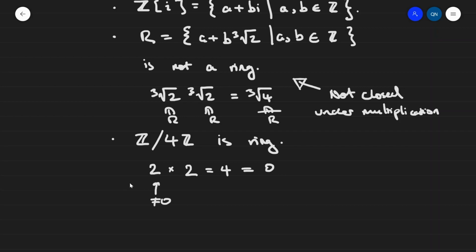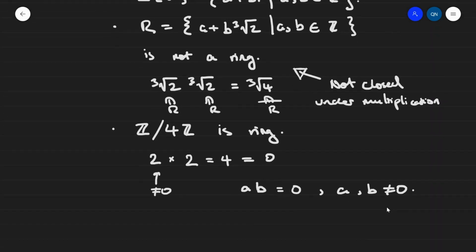So inside of a ring, you might get the situation where you have two non-zero elements, a and b, multiplied to give you 0. So a, b not equal to 0 but ab equals 0. And this doesn't happen in a field, for instance, where if you have the product of two elements equal to 0, then one of the two must be equal to 0.